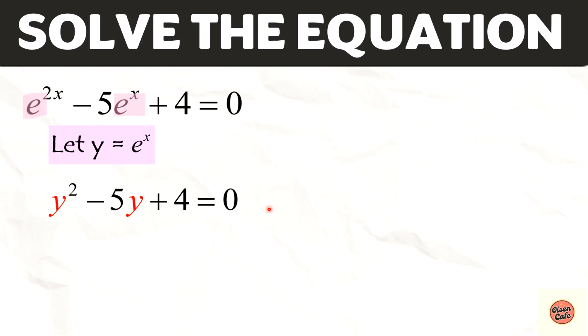Now we actually get a simple quadratic equation. So I am just going to factorize this. This will give us (y minus 4)(y minus 1) equals 0.